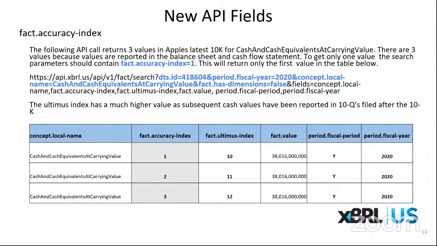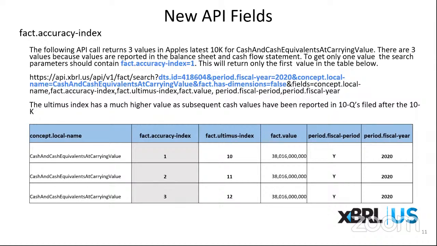It's different from the Ultimus index, which some of you may be aware of. The Ultimus index is an index representing when this value is reported. So for example, you can see here in a given filing, the cash and cash equivalents value, the first one, is the most accurate one that's reported. But in that filing, the fact Ultimus index of 10 means that cash and cash equivalents has been reported 10 times subsequent to this filing being made.